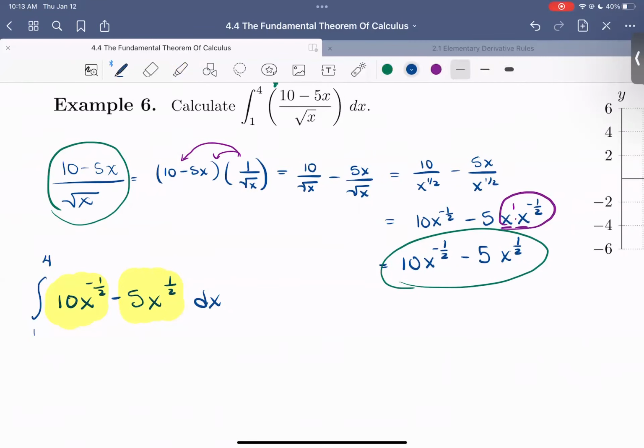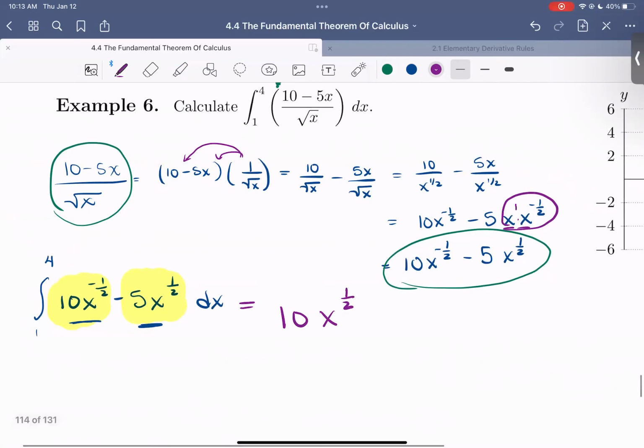So the structure of each term here is a power of x. So we can use the antiderivative for a power function. Recall, if our function is x to the n, then the antiderivative would be x to the n plus 1 over n plus 1. So for us in this first case, n is negative 1/2.